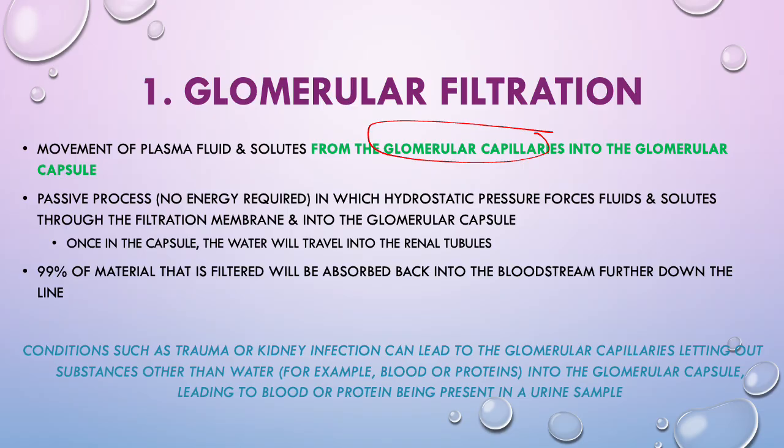So this is done by a passive process where forces are competing against each other, and it happens with the path of least resistance. The one that dominates on top of the other three is the hydrostatic pressure, okay? This forces fluid and solids to the filtration membrane, and then once they're in the capsule, this filtrate will travel into the renal tubules, okay? 99% of the material that is filtrated is what? Absorbed back, reabsorption into the bloodstream. This is how greedy we are, okay?